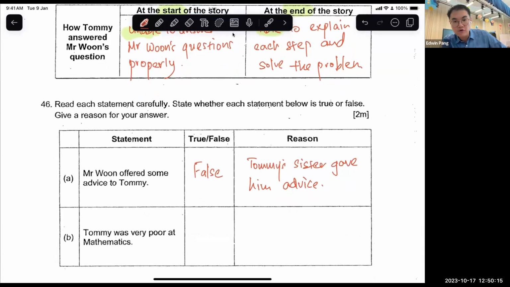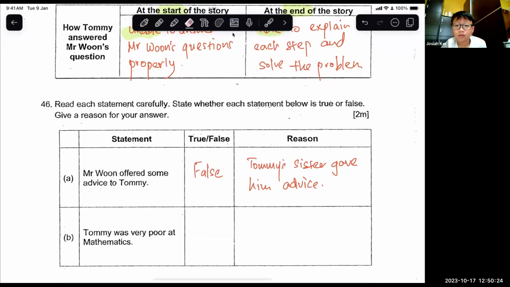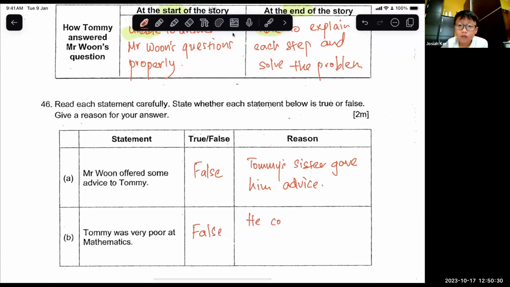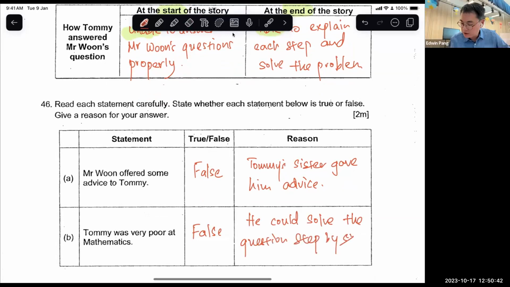Tommy was very poor at mathematics. True or false? Josiah, true or false? False. And what's the reason? Tell me why. He was able to solve Mr. Woon's mathematics question step by step. Okay, that's fine. But I think solve the question is good enough. As long as you have something about him solving the question, it is good enough, or as long as you have him explain the question is good enough. All right. Yes, Ethan.